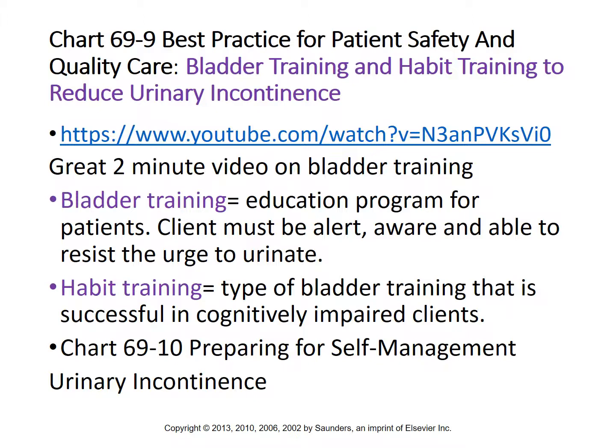Now, what's the difference between bladder training and habit training? Bladder training involves education for clients. The client must be alert, aware, and able to resist the urge to urinate. This is different from habit training because habit training is a type of bladder training that is successful in helping cognitively impaired clients. Also, look at chart 69.10 so that we can learn how to teach our clients to self-manage their urinary incontinence.